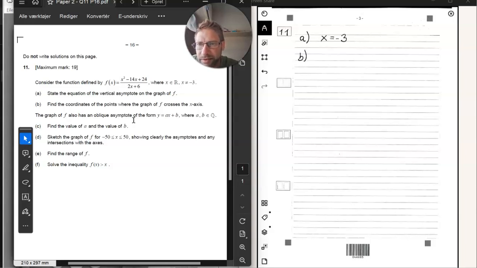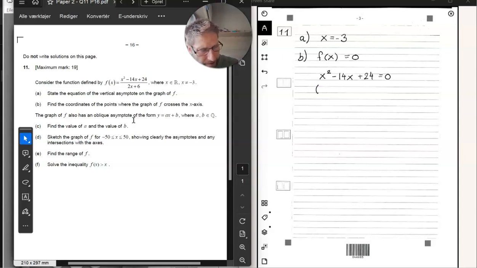Question B says find the coordinates of the points where the graph crosses the x-axis. So to cross the x-axis, we need to have a function value that is 0. So we're going to ask f of x, for which values of x do we get the value 0? Since f of x is a fraction, it can only be 0 if the numerator, the one on top, is 0. So we can just focus on the question, when is x squared minus 14x plus 24 equal to 0? And what do you know? That's just a quadratic equation. So how about just solving it?